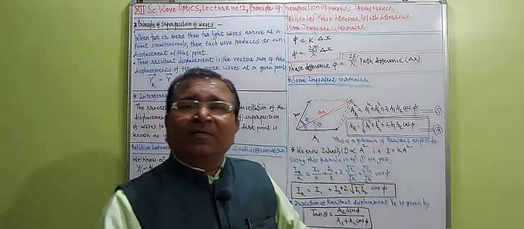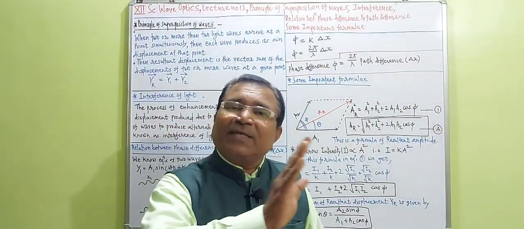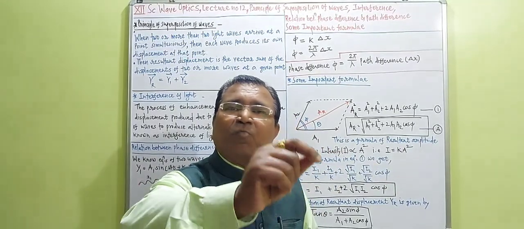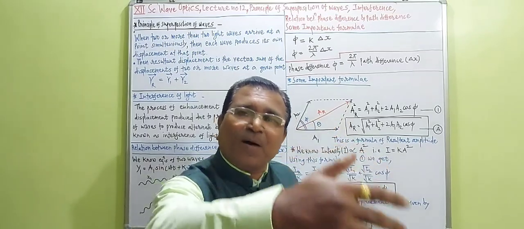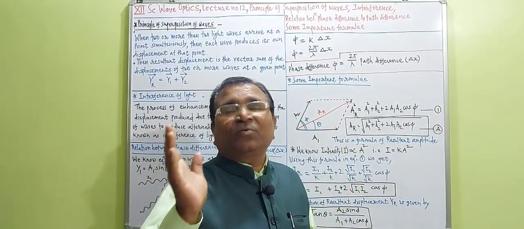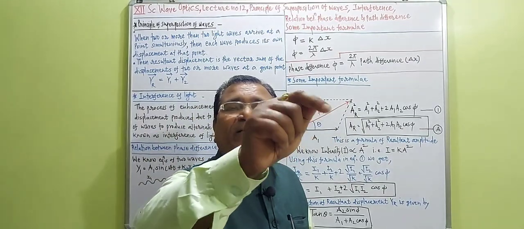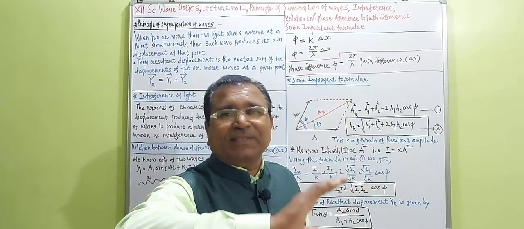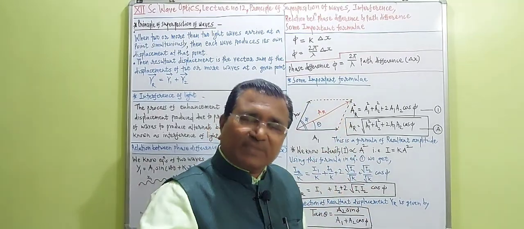This term comes on the right side. Phase difference is equal to 2 pi upon lambda into path difference. 2 pi upon lambda is a constant, so phase difference is equal to 2 pi upon lambda into path difference.